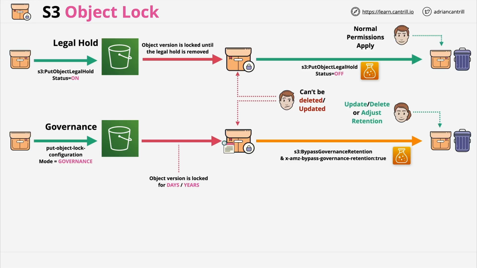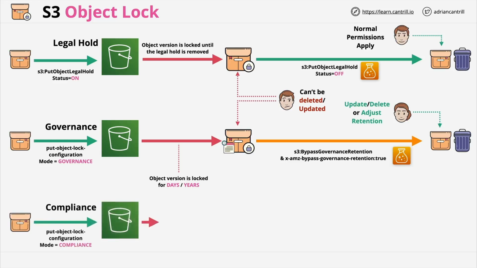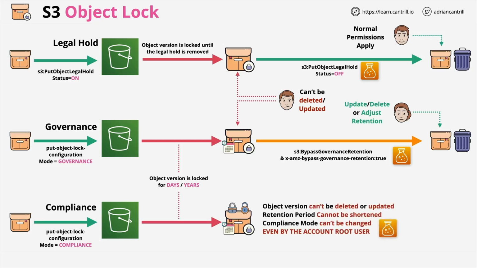Then lastly, we have compliance, which is the same architecture. We upload an object, we specify compliance mode together with the retention period, and this creates an object version which is locked for a certain period in days and years. The difference though is that this can't be changed. An object version can't be deleted or updated, the retention period cannot be shortened, the compliance mode can't be changed to something else, even by the account root user. This is permanent. Only once the retention period expires can the object version or the retention settings be updated.